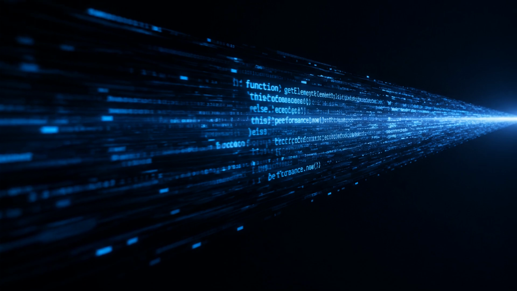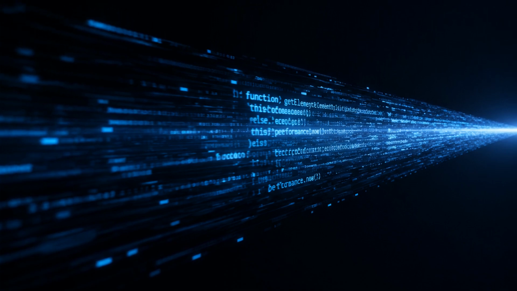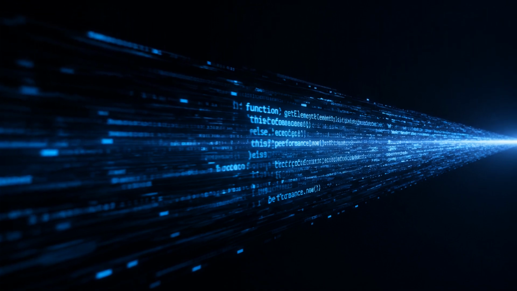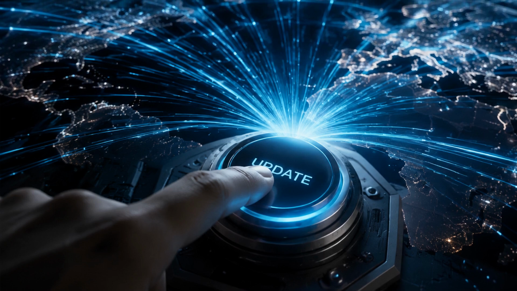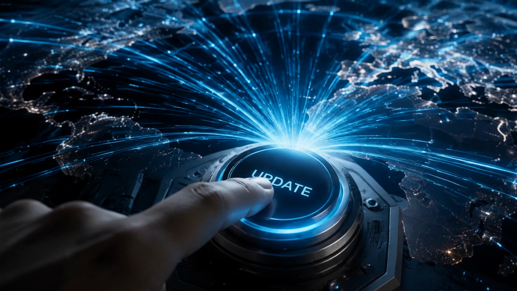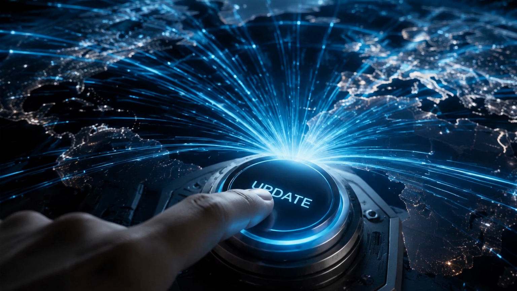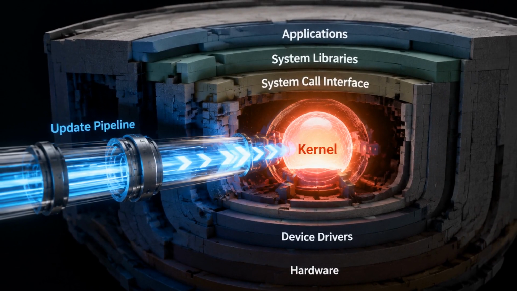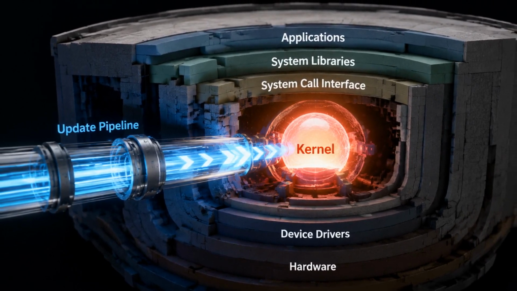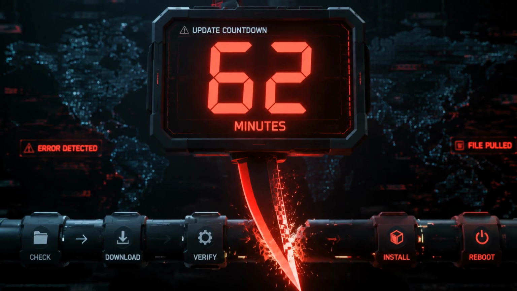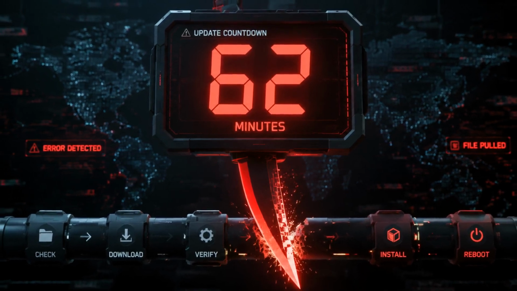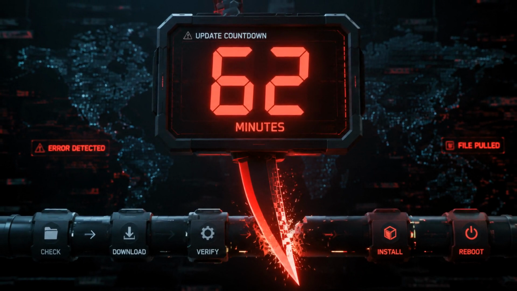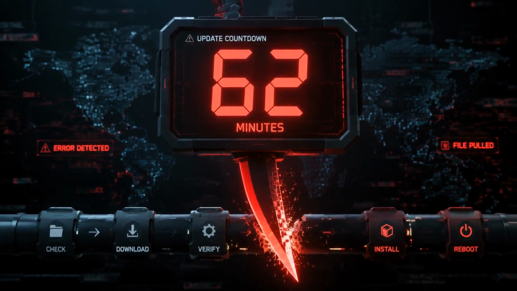There was no small test group to catch the error, and no gradual rollout to limit the scope of the potential damage. Instead, a single button press pushed the update to millions of machines across the entire planet at the exact same minute. It was the fastest possible update pipeline, yet it was pointed directly at the most fragile part of the operating system. Within 62 minutes, CrowdStrike realized the error and pulled the file, but for millions of users, it was already far too late.